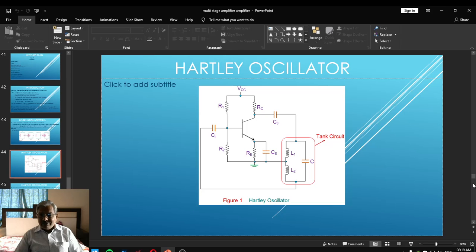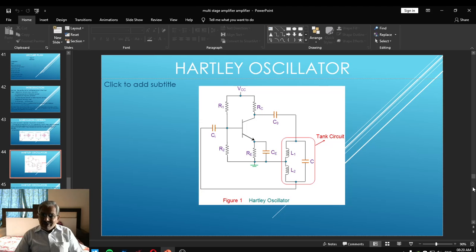Prior to that, we studied the definition of an oscillator, types of an oscillator, concept of positive feedback, and the Barkhausen criteria. That makes all of you understand the basics associated with an oscillator. Today onwards, we are going to study the different types of oscillators.